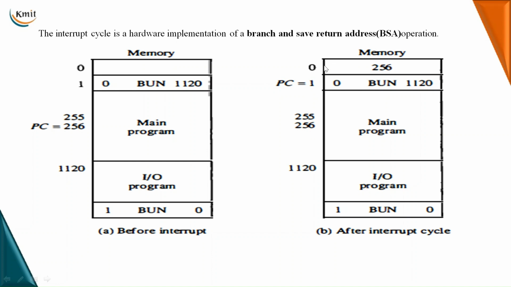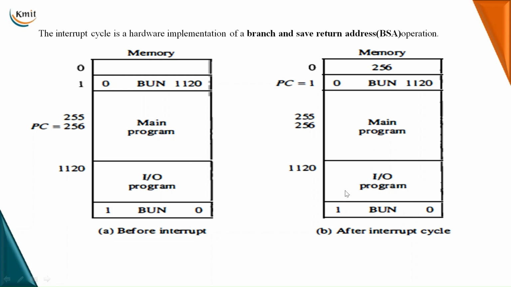The program counter now points to the next location, so it will be incremented by 1. The PC value will now be 1. At location 1, we have an unconditional branch instruction, in the case where the I bit is 0. This means that if you go to that particular address 1120, you can find the interrupt service routine program, the IO program, where the particular service will be provided by the CPU for the input output devices.